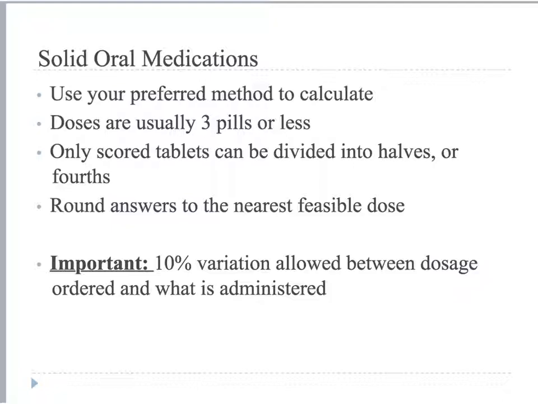One note of importance here is that if you do need to round your answer, if you get a decimal answer that you need to round to a whole number, 10% variation is allowed between dosage ordered and what's administered. So only a 10% variation, and we would find that percent change using our percent change formula, the new minus old divided by old multiplied by 100. So if you have to round the amount to a whole number, you want to check to make sure it's within a 10% variation.